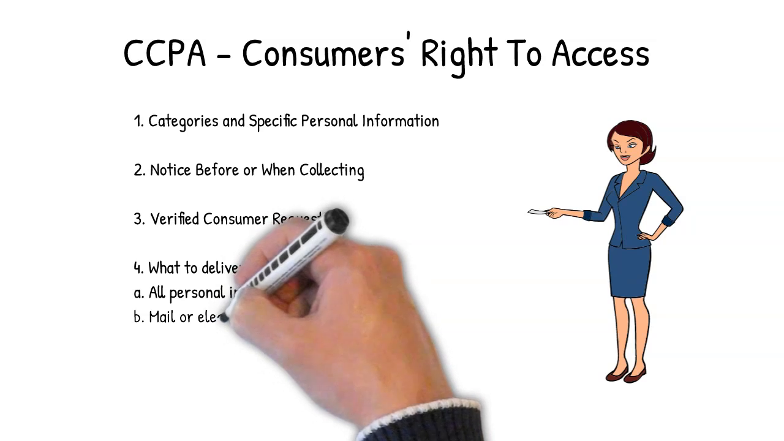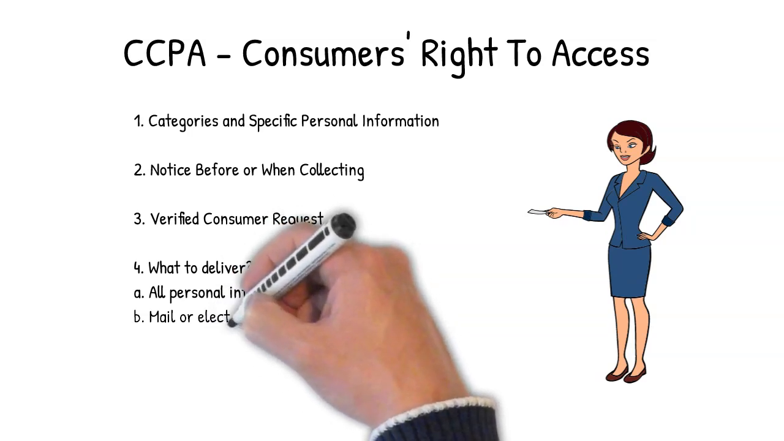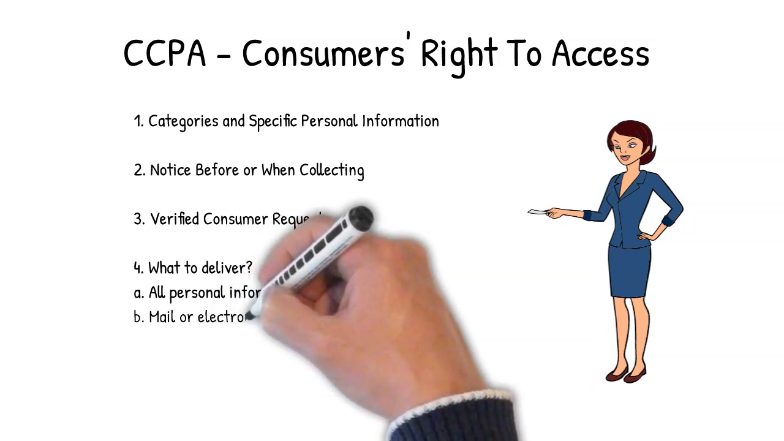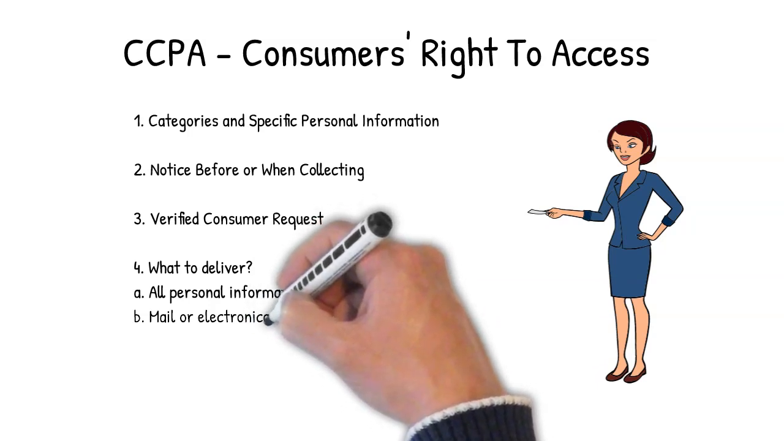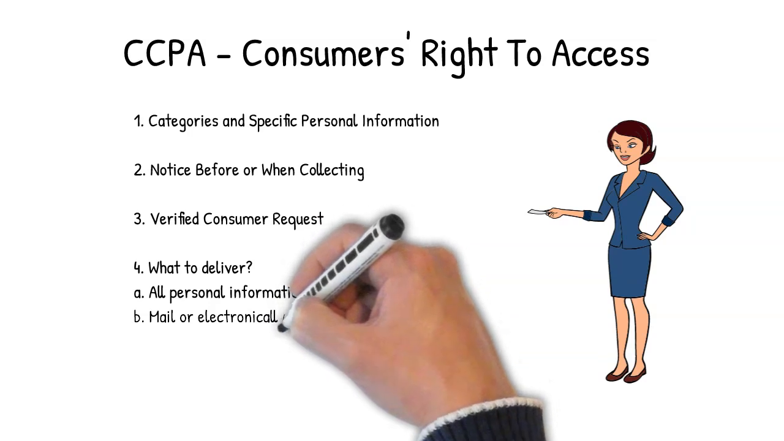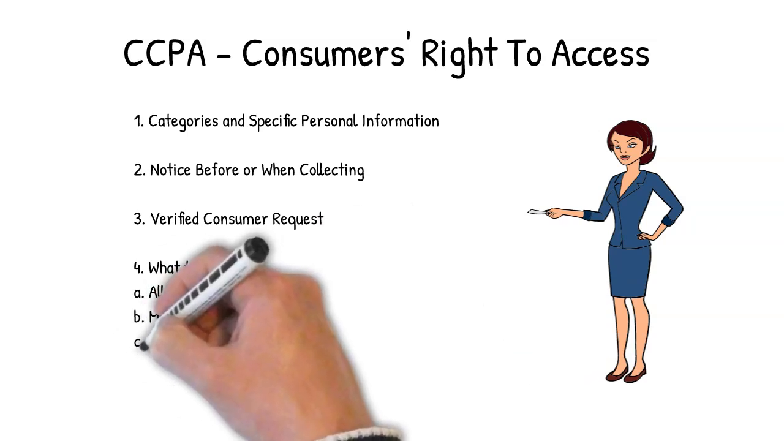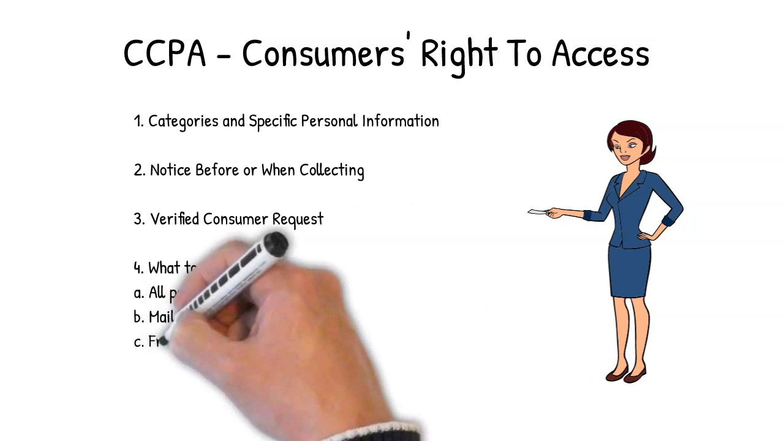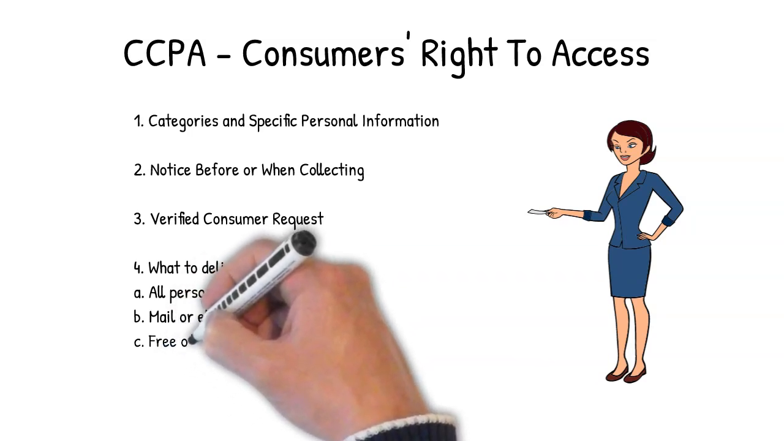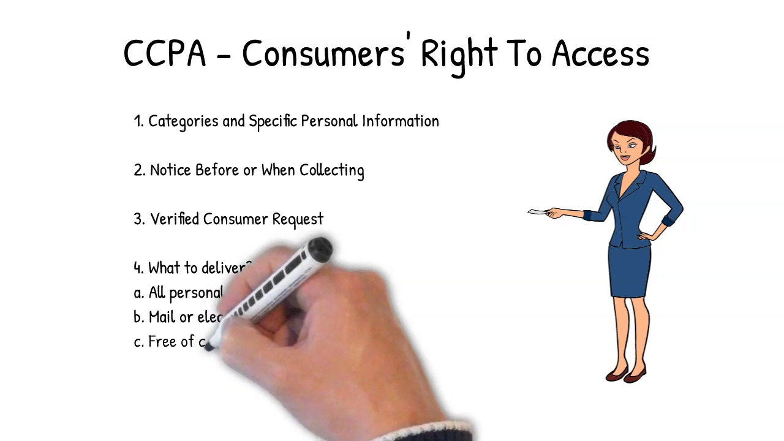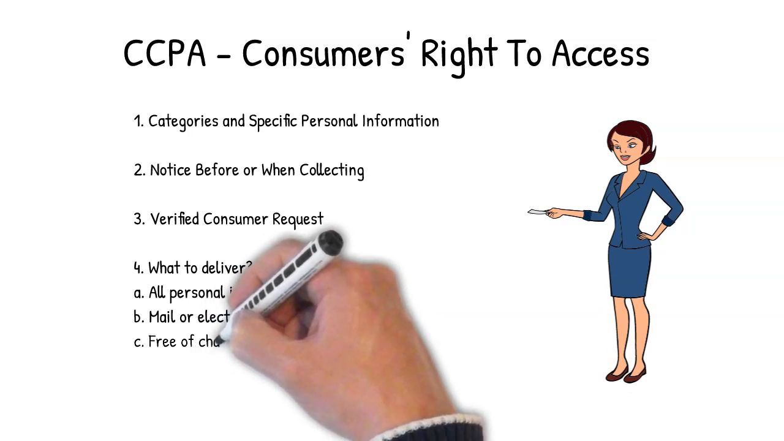Now, can this system be abused? And the answer is yes. You're probably already thinking about it. How do I know when somebody submits a request for their personal information that it's actually that person? How do I know it's not a hacker or maybe an ex who's got an axe to grind? And the answer is you must verify that it is the actual consumer. And this is known as the verified consumer request process.